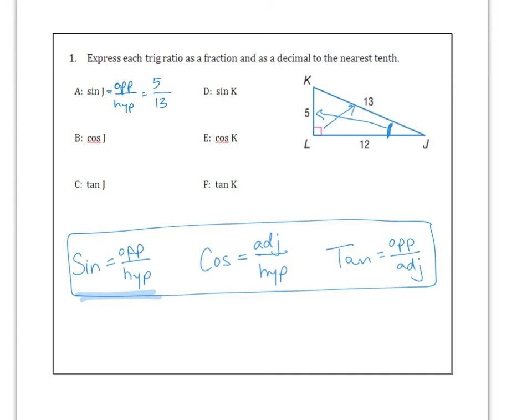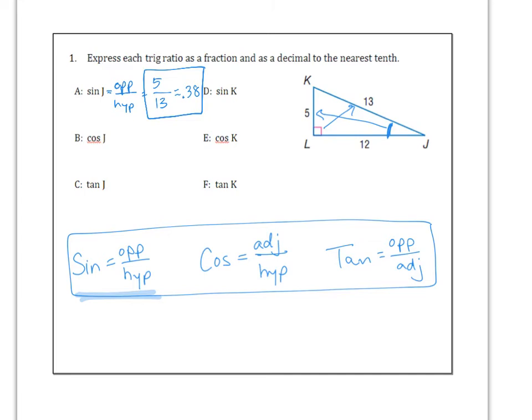But if you read the directions carefully, it says they want the fraction and the decimal. So we're also going to have to do 5 divided by 13 on our calculators. So type that in, 5 divided by 13. And you should get approximately 0.38. So that's the sine of J. Let's try the next one.